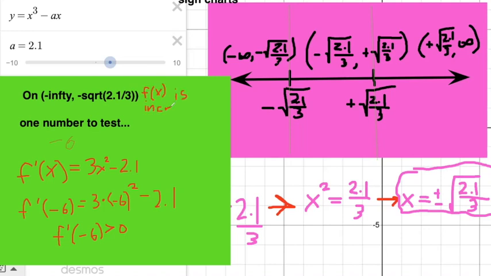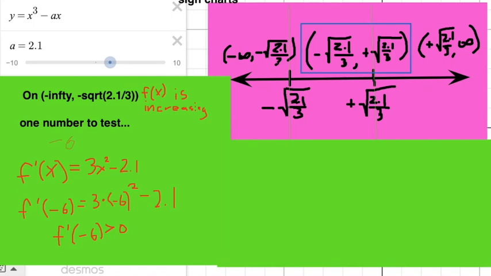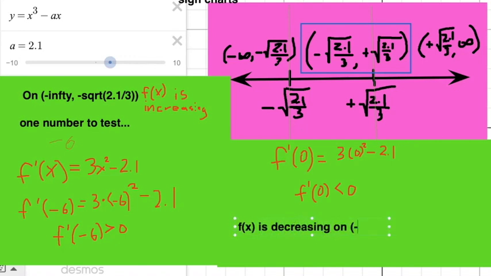Now we can do this one more time, and we can do it for a number in the interval that includes 0 here. So if I look at doing this calculation on this interval, I could pick 0. If I do that, then I have f prime of 0 is equal to 3 times 0 squared minus 2.1. It'd be negative 2.1. So what can I conclude about f of x based on this? So f of x is decreasing on the interval from negative square root of 2.1 divided by 3 to square root of 2.1 divided by 3.